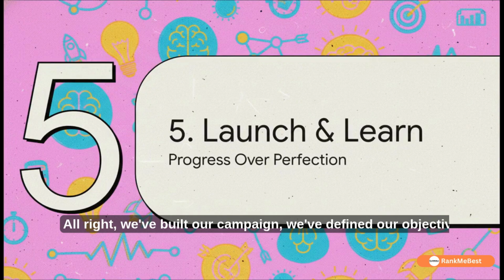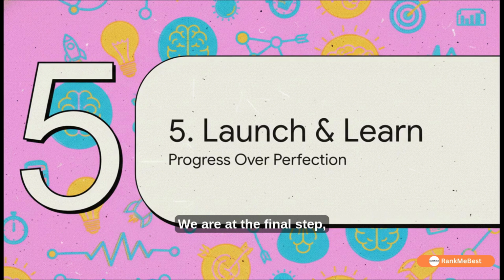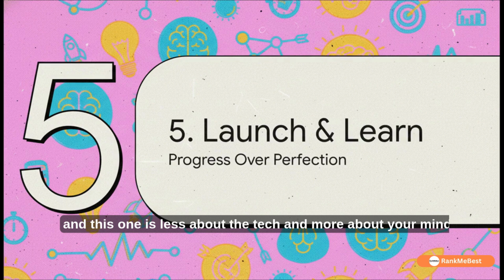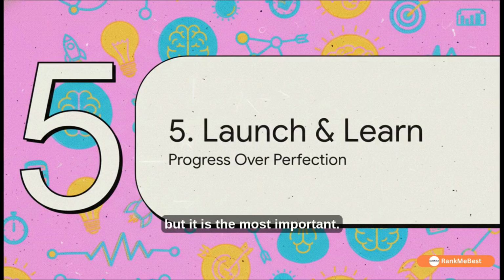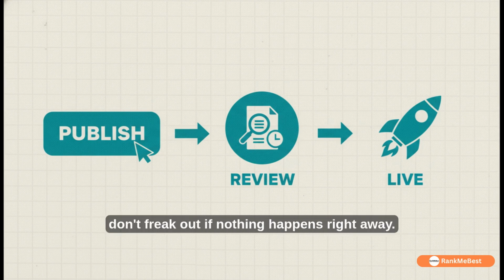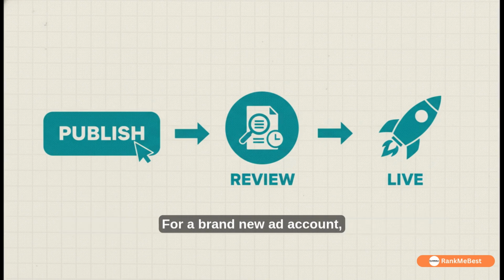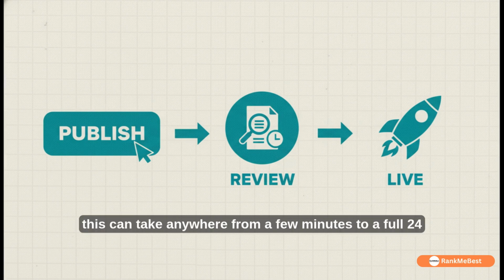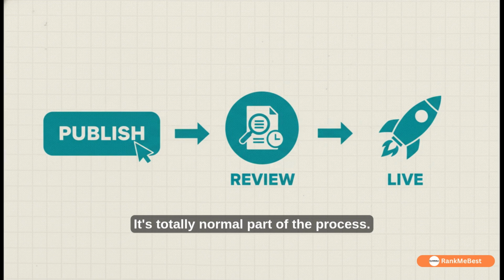All right, we've built our campaign, we've defined our objective, we've suggested an audience, we've even written our ad. We are at the final step, and this one is less about the tech and more about your mindset. And honestly, this is often the hardest part for people, but it is the most important. Once you're happy with everything you've set up, it's time to hit that big, green Publish button. Now, a little heads up, don't freak out if nothing happens right away. Your ad has to go into a review queue where Meta's systems check it to make sure it follows all the rules. For a brand new ad account, this can take anywhere from a few minutes to a full 24 hours. Just be patient. It's a totally normal part of the process.